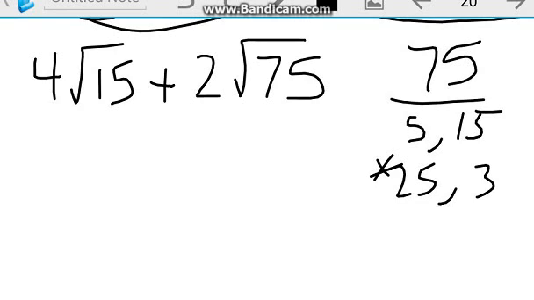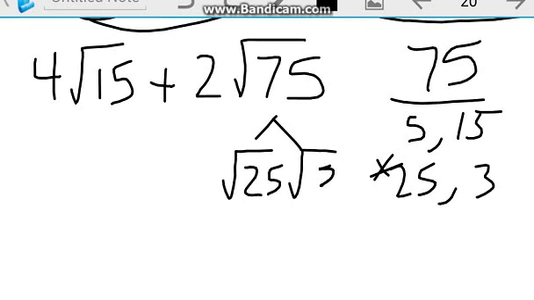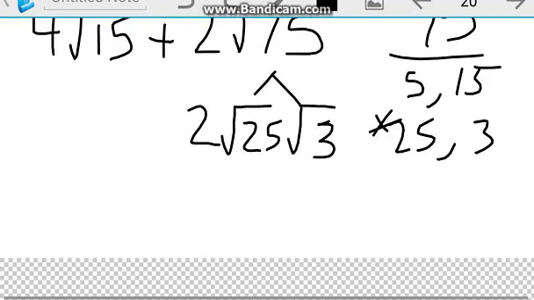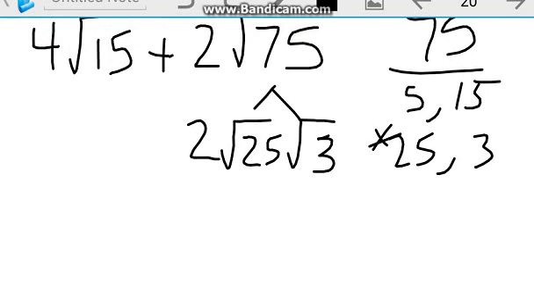25 is a perfect square. That's why 25 would be beneficial. So we can split radical 75 into radical 25 and radical 3. I'm going to take the 2 down with me. And the square root of 25 is simply 5. So this just becomes 5. So 2 times 5 radical 3 becomes 10 radical 3.